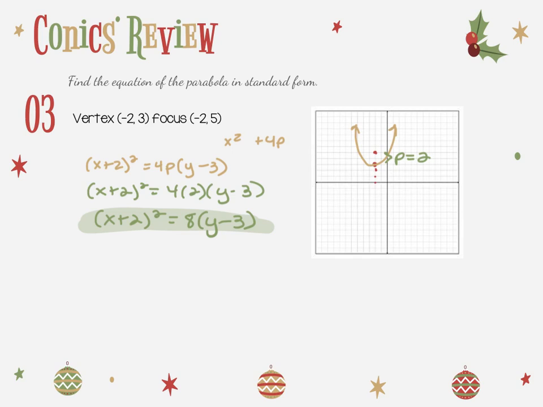And then I plug in my vertex: (x + 2) squared equals 4p(y - 3). And then plug in 2 for p, and I get (x + 2) squared equals 8(y - 3).